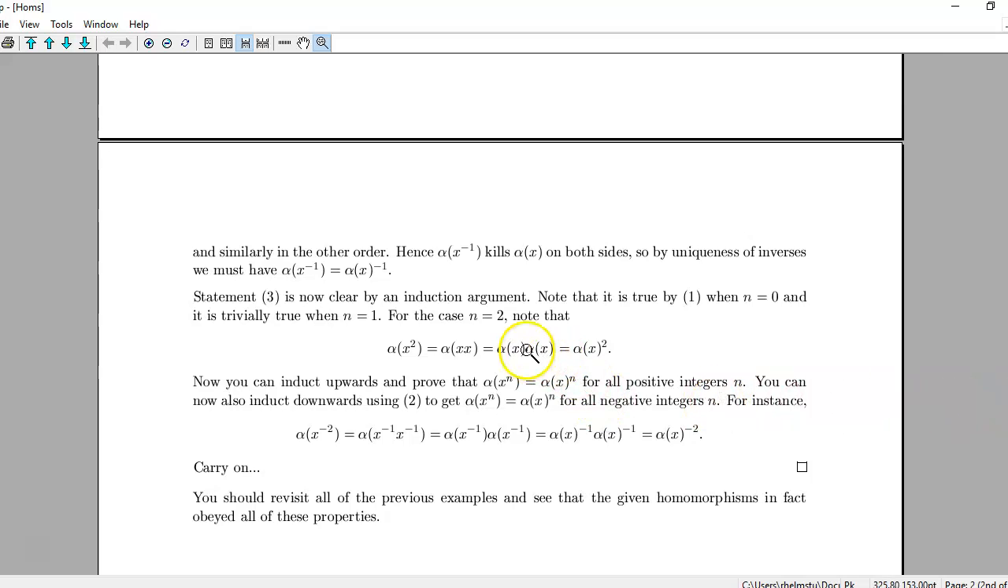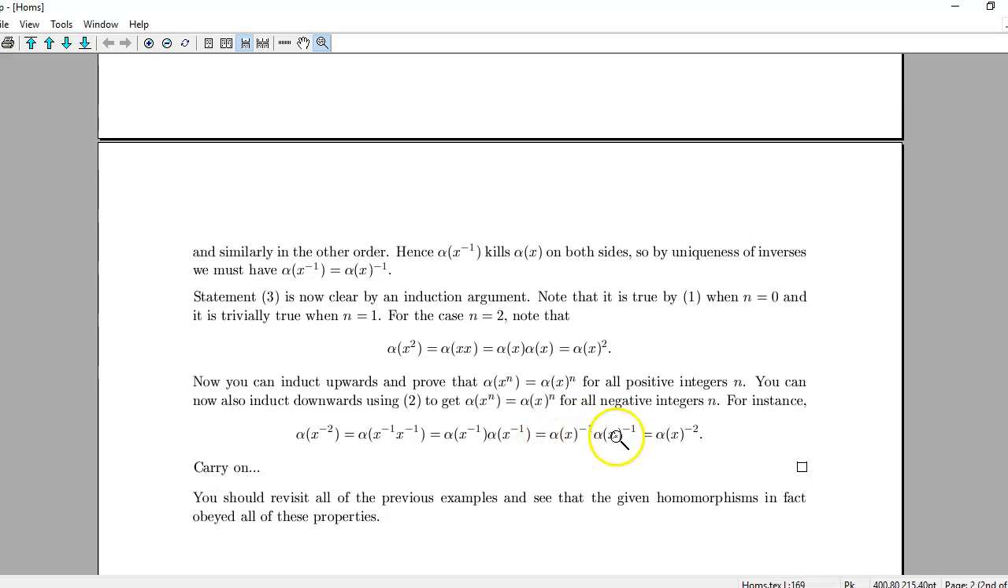You already believe it for -1 because we just proved it. Alpha of x to the minus first is alpha of x to the minus first. But why is it true for -2? Well, because alpha of x to the minus second is alpha of x to the minus first times x to the minus first, right? But once again, you use the fact that alpha is a homomorphism, and that's alpha of x inverse times alpha of x inverse. But we've already proven that alpha preserves the inverse.